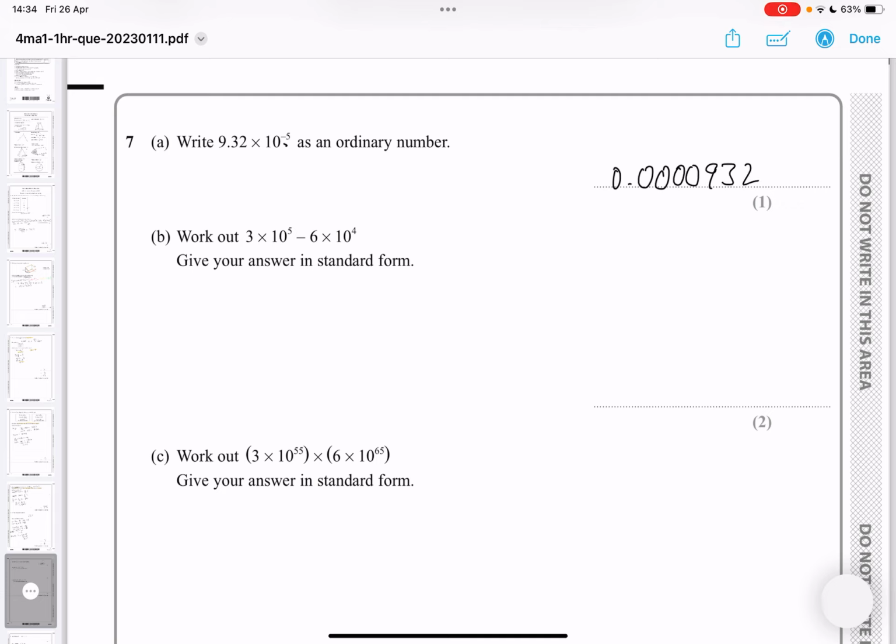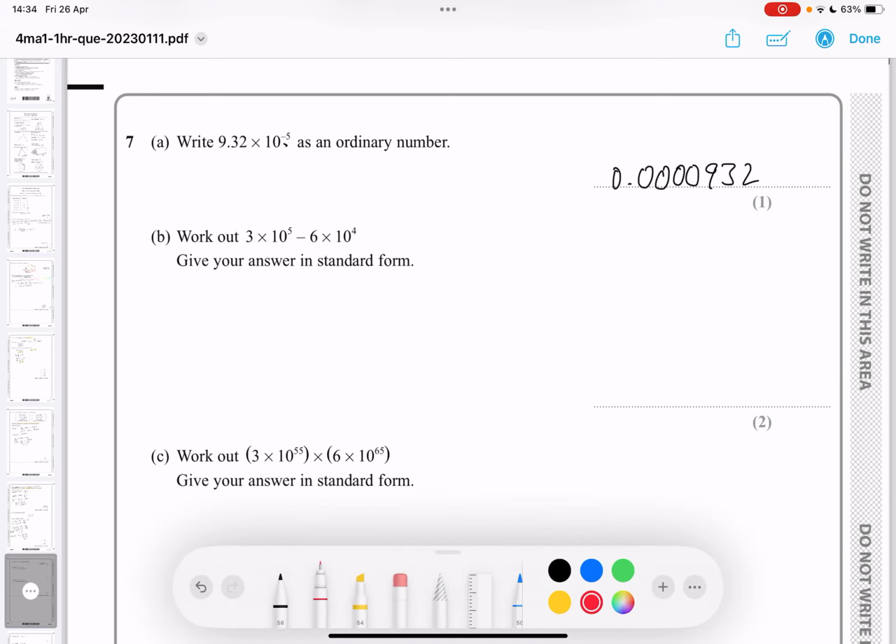0.00000932. And we can check this by starting from the original position here and moving 5 places backward, and it should end up there. So 1, 2, 3, 4, 5. And yeah, it ends up in the correct position, so that answer was right. So let me just rewrite that clearly. 0.00000932.